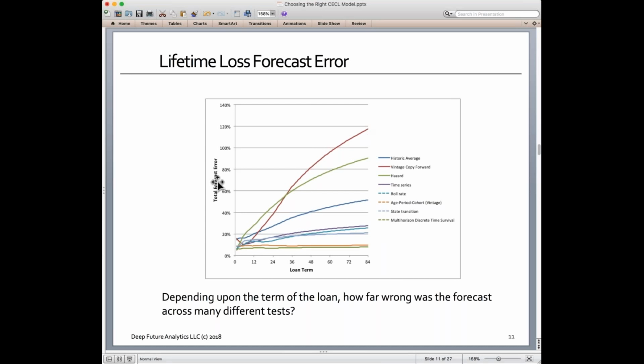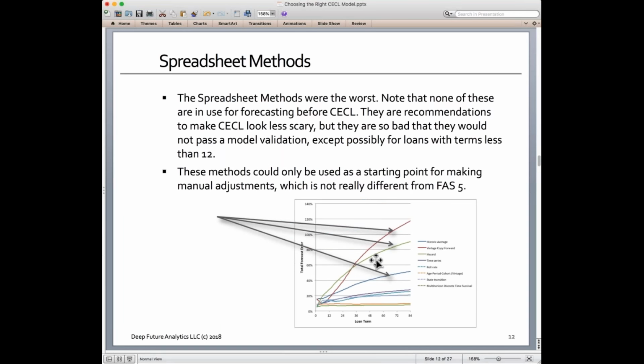How does the forecast error scale with the term of the loan? Basically, how long a forecast do you have to run? And the spreadsheet methods are easy to spot on this list because they're the 3 at the top. They are the worst. And it's not a surprise.